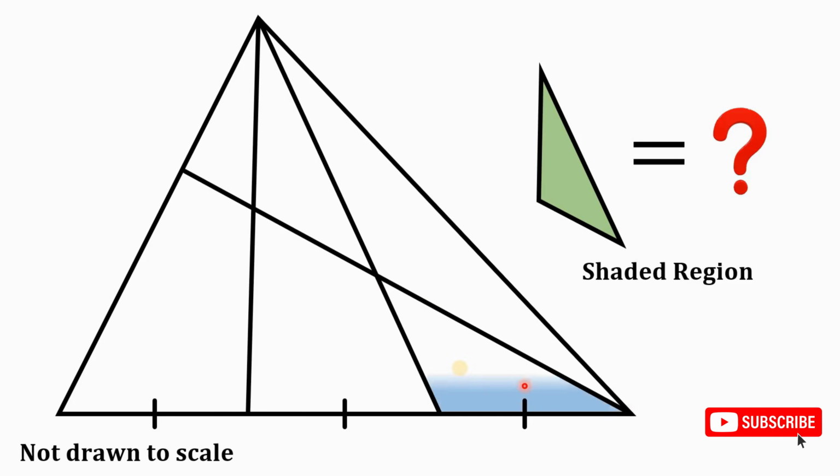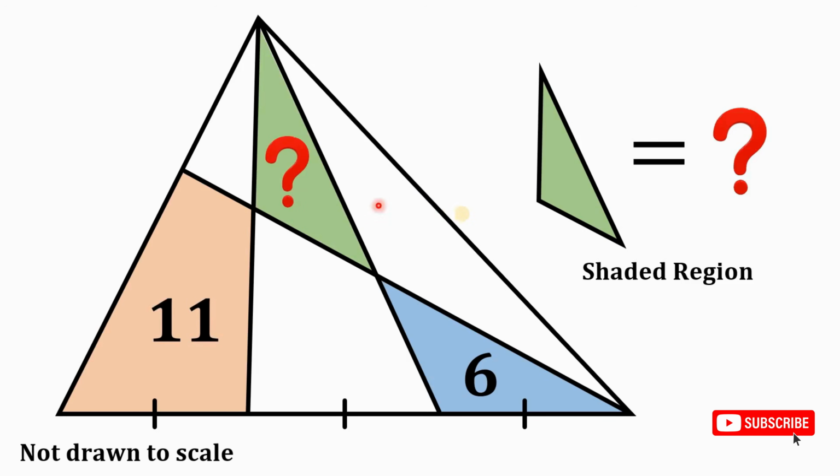Now the area of this blue triangle is 6 square units. And the area of this quadrilateral right over here is 11 square units. And of course, the question is, what is the area of this green triangle? Now pause this video right now and see if you can answer this question, because I will show you the answer and the solution in 3, 2, 1.